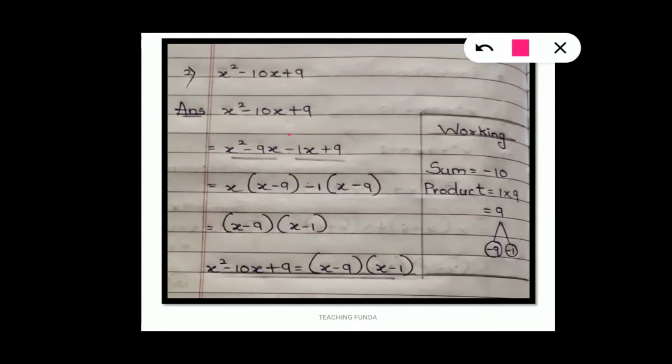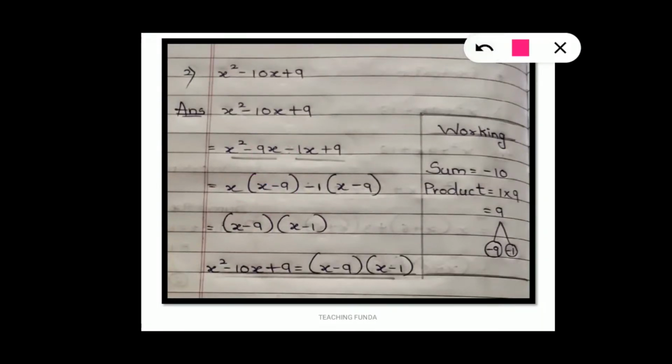Okay. Now from the first two terms and last two terms you have to take common. Here you are taking x common, meaning if you take x out of x square, only one x is remaining. Here x minus 9, because if you distribute this term you will get x square, and if you distribute this term you will get 9x. Same numbers you are getting.